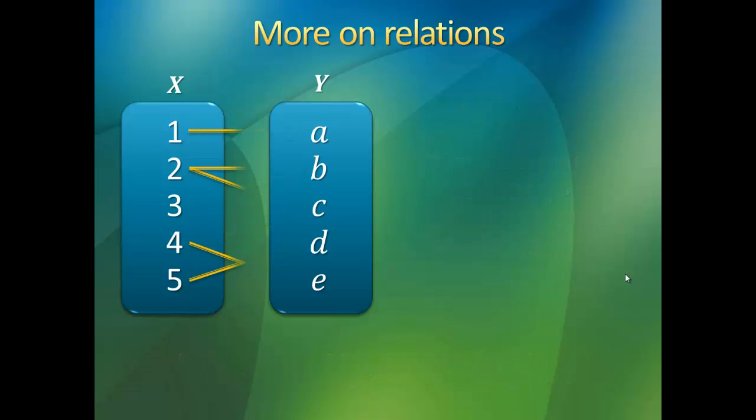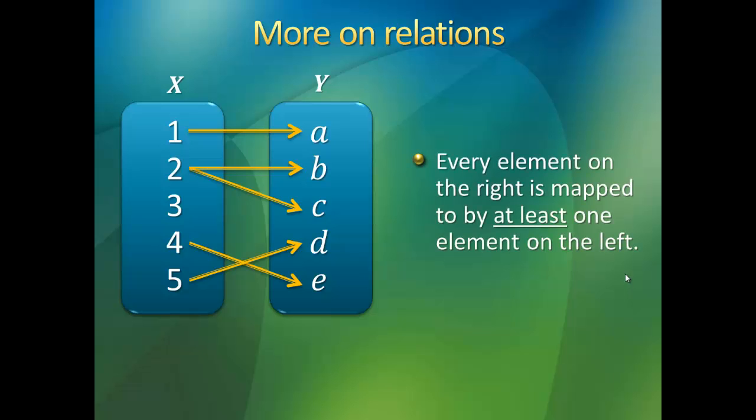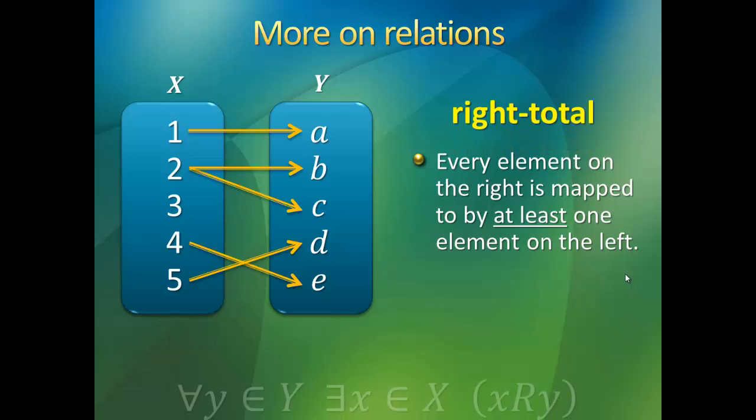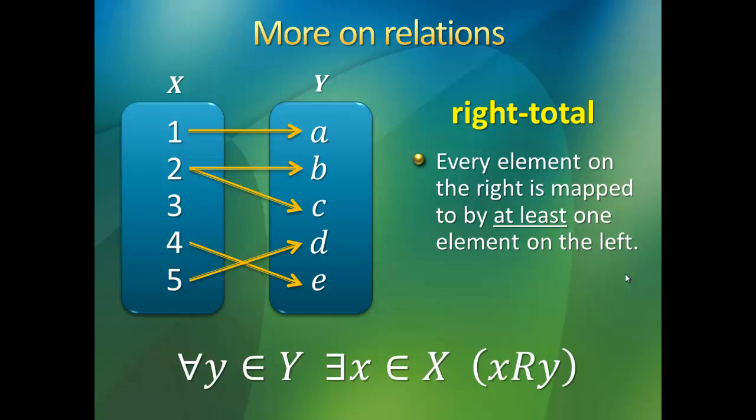Similarly, look at this next relation. In this relation, every element on the right is mapped to by something on the left. No element in the right set is unmapped to. As you might expect, this relation is referred to as right total. So, for all little y in Y, there exists a little x in X such that little x maps to little y.